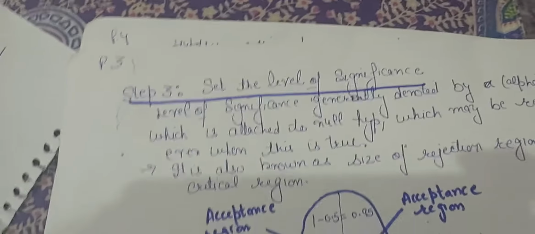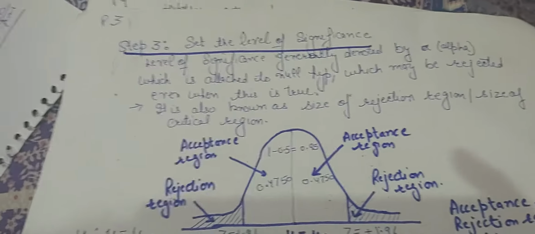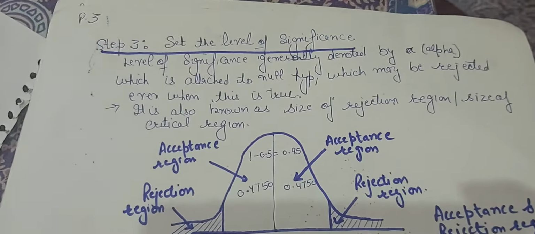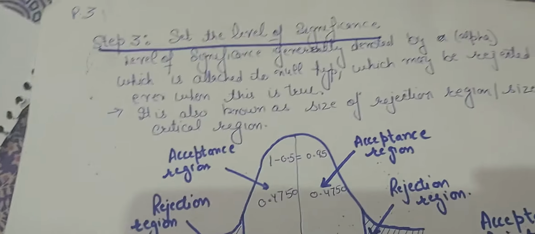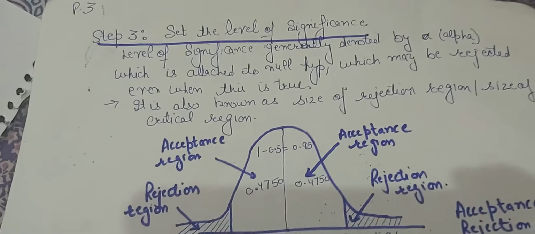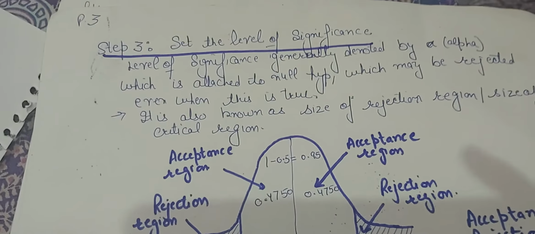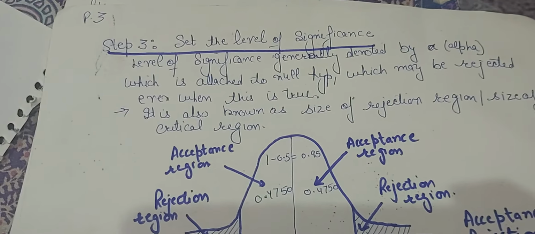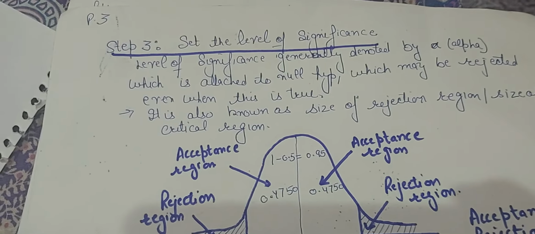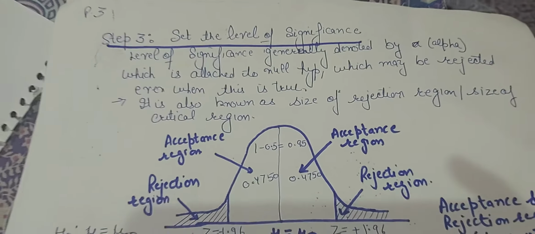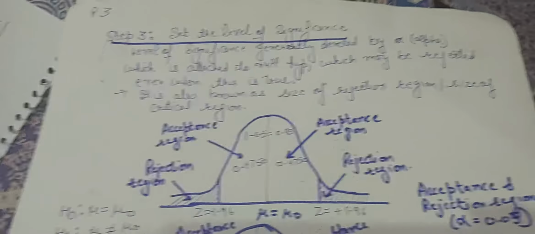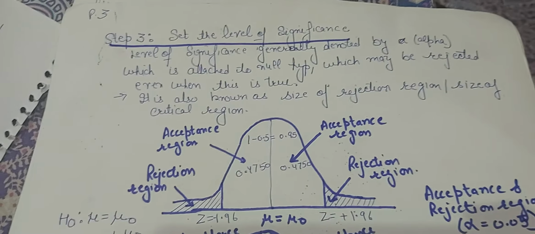So here comes step 3, that is, set the level of significance. We have already done 2 steps. The very first step was setting the null and alternative hypothesis. The second step was to determine the appropriate statistical test. Now come to the third step, set the level of significance.